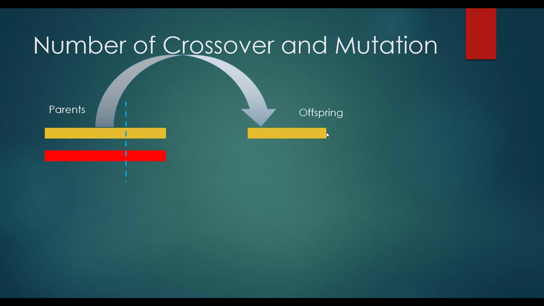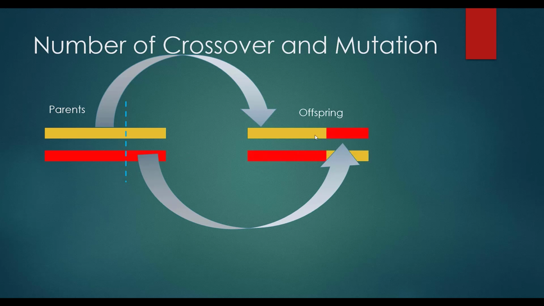So our offspring would be something like that. For offspring 1, the first part is just taken from the first part of parents 1, and the second part would be just taken from the second part of parents 2. The same happens for offspring 2. It means that we take the first part of offspring 2 from the first part of parents 2, and the second part of offspring 2 we just take from the second part of parents 1.